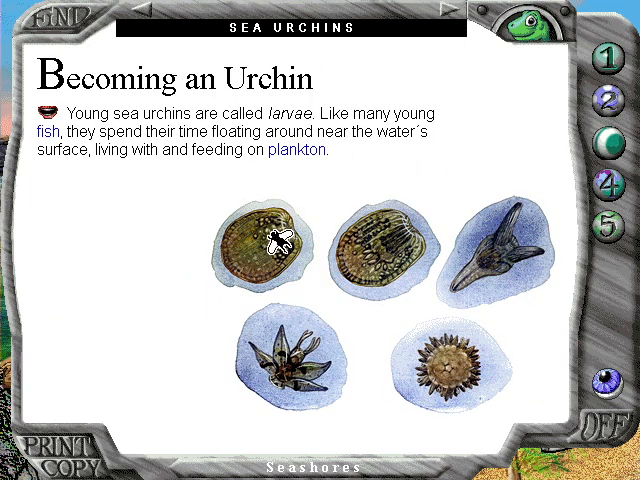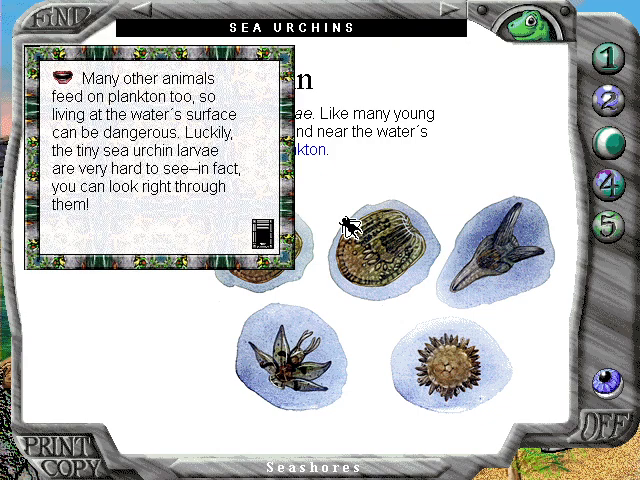Becoming an urchin. Young sea urchins are called larvae. Like many young fish, they spend their time floating around near the water's surface, living with and feeding on plankton. Many other animals feed on plankton too, so living at the water's surface can be dangerous. Luckily, the tiny sea urchin larvae are very hard to see. In fact, you can look right through them.